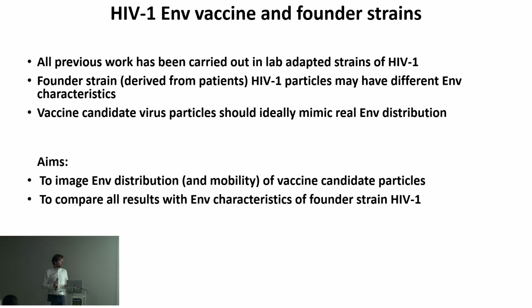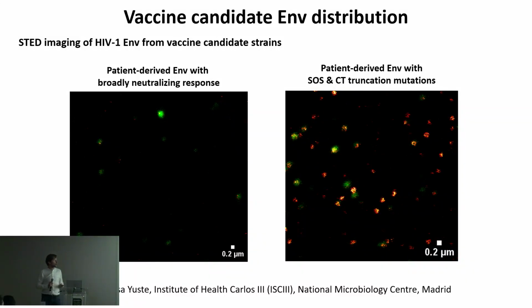So here, the aim was quite simple: to image ENV distribution and later mobility. I don't have the mobility data of virus candidate particles yet. And later down the line, we would like to compare the results with the founder strains of HIV. So I have here some preliminary data of the patient-derived ENV, using VLPs with a patient-derived ENV with broadly neutralizing response. And this is a wild-type ENV.